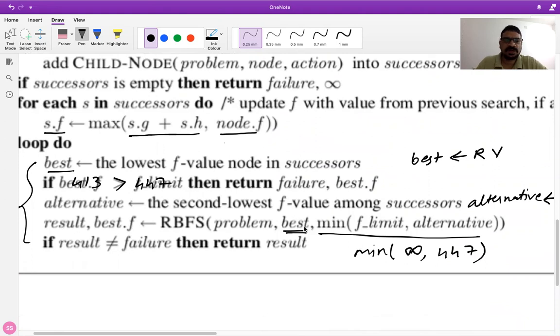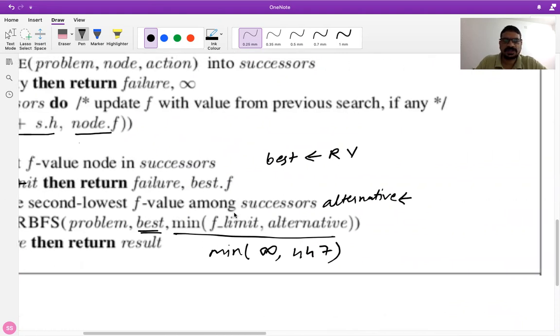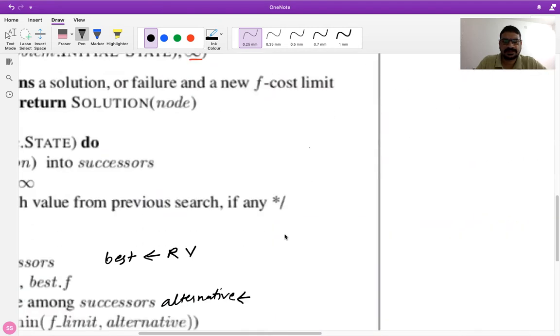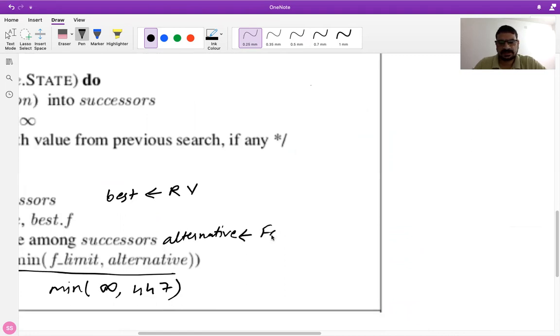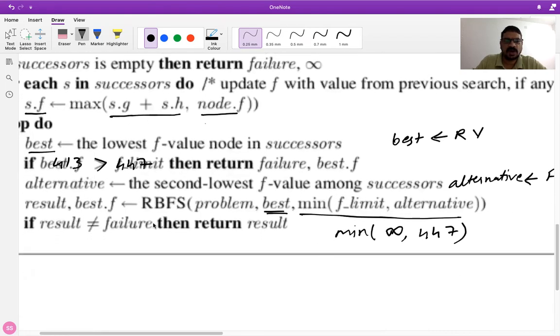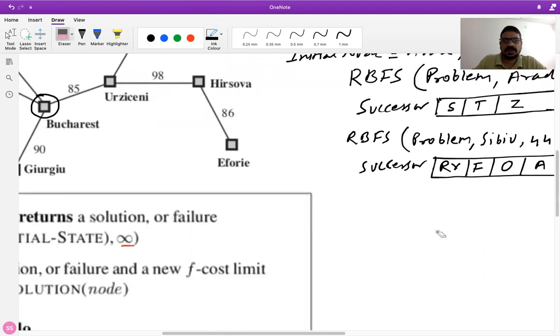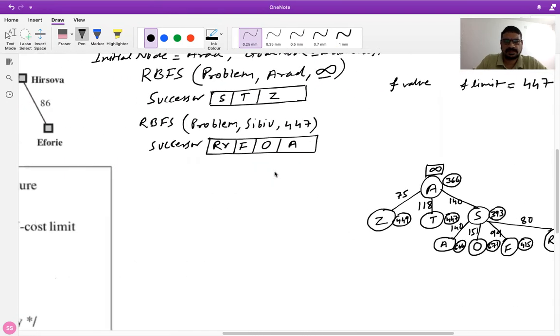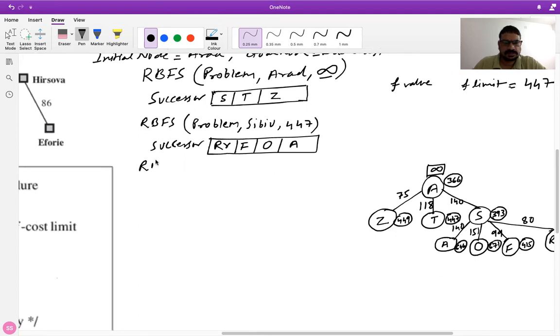Then the alternative. We'll find the alternative part, the second lowest F value. What is the second lowest F value here? The second lowest F value is Fagaras. Fagaras is my alternative value. Now I'll call RBFS again with the problem, best, and the minimum of F limit and alternative. So let's calculate this. We'll call the RBFS here with the problem.